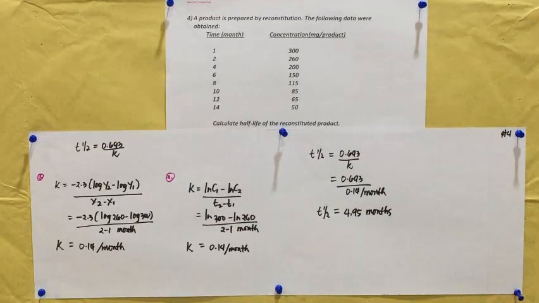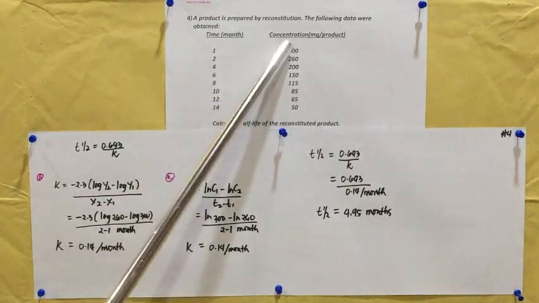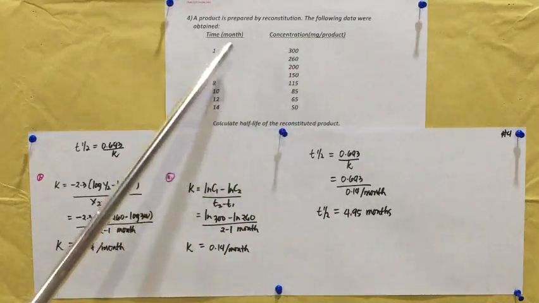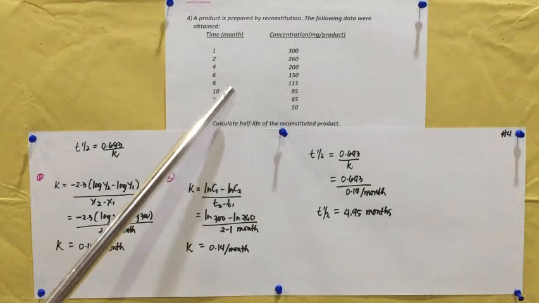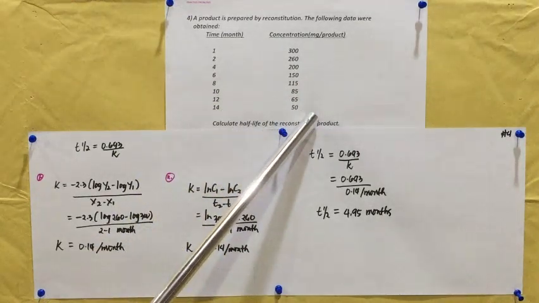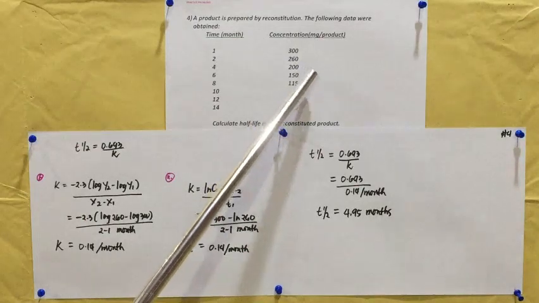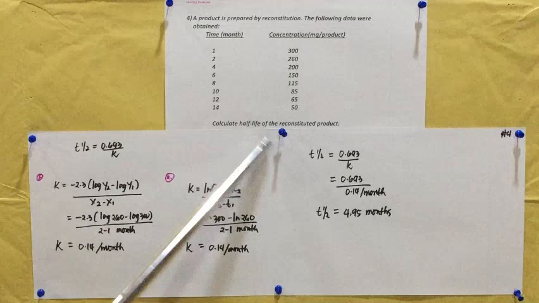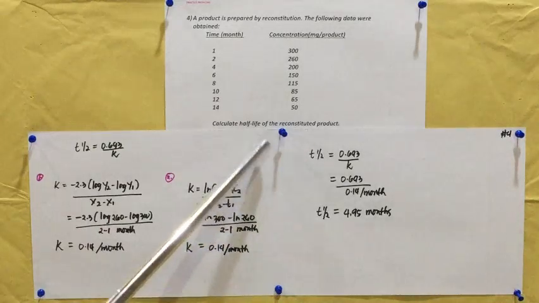Problem number 4. A product is prepared by reconstitution. The following data were obtained. So we have here the time in months and the concentration in milligram. So this is months: 1 month, 2 months, 4, 6, 8, 10, 12, and 14 months. And these are the respective concentrations: 300 milligram, 260, 200, and so on. The question is, calculate the half-life of the reconstituted product.